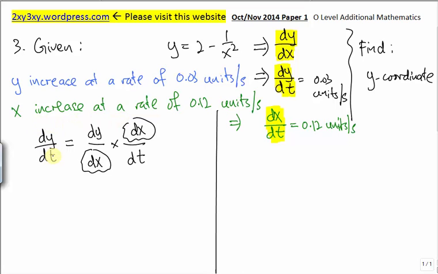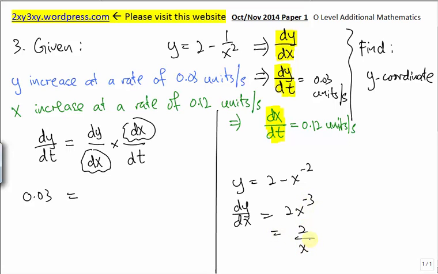Let us plug in whatever we have into this expression. We know that dy/dt has the value 0.03. For dy/dx, we can find the expression. Let me rewrite y first so that we can differentiate. Differentiating the constant gives 0. Differentiating the other term gives 2x to the power of minus 3, so it's 2 over x cubed. So dy/dx is 2 over x cubed.